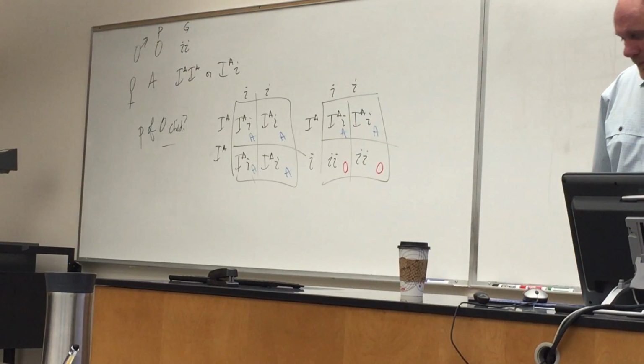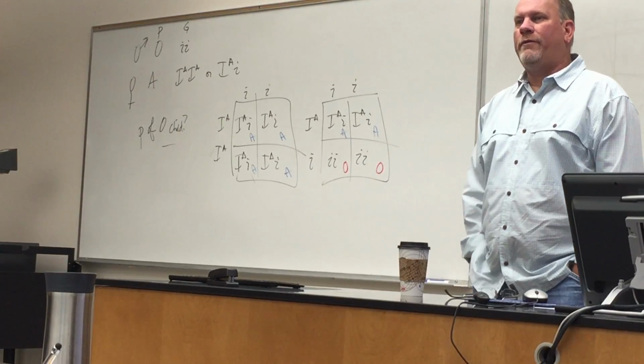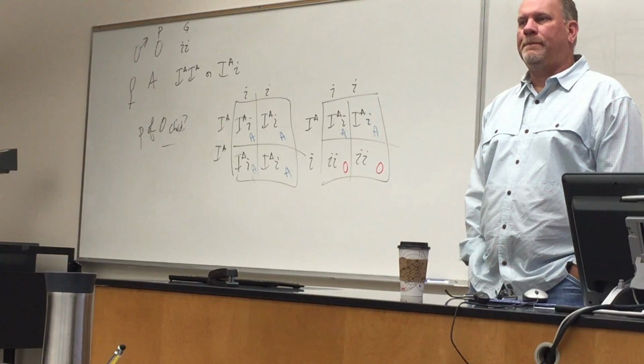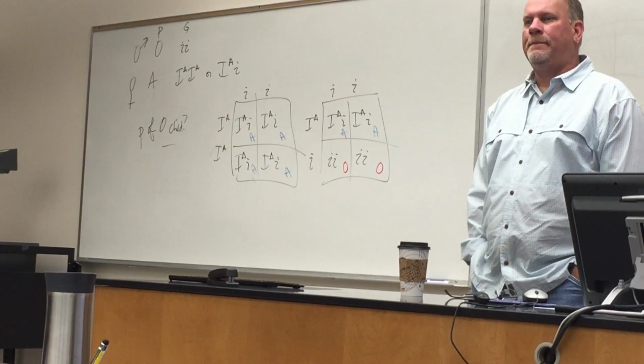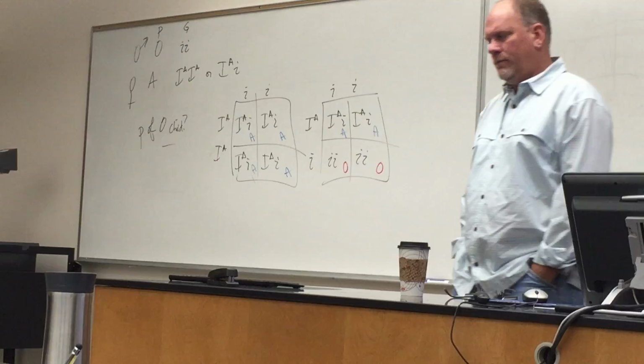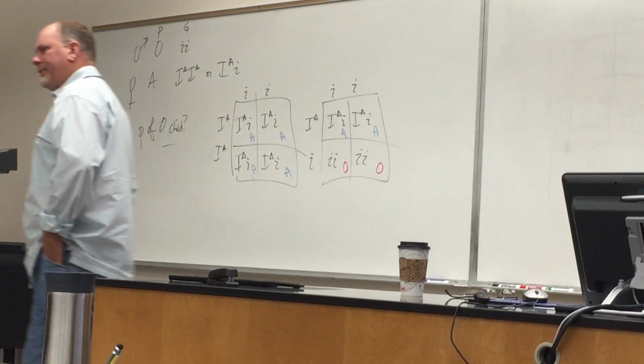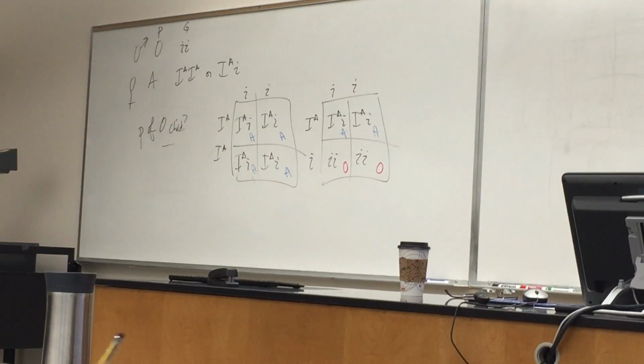Probability of an O child, 2 out of 8, 25%. Probability of an A child, 75%, 6 out of 8. Probability of a B child, 0. Probability of an AB child, 0.